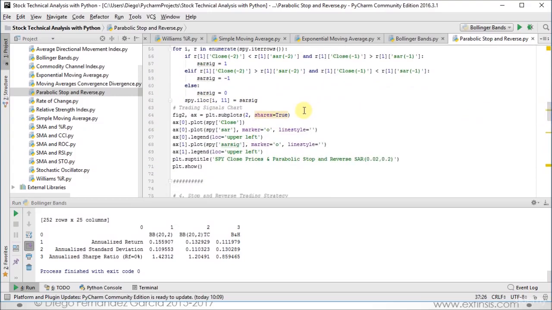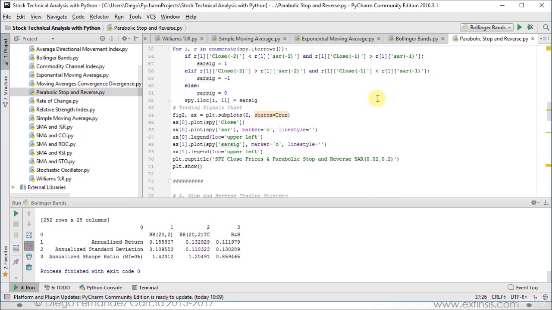Next, we're going to do our corresponding chart, which is a subplot of 2 of them. In the first one at position 0, we're going to chart our close prices with the overlay, which is our parabolic stop and reverse, consisting of marker O or dots with no lines connecting them, and below we are going to chart the corresponding signals, again with the marker O and the corresponding line style. As we can see here, it's blank, so that there's no lines connecting them. In both cases, the legend located at the upper left. Then we have the title of the chart, SPY close prices and parabolic stop and reverse with its characteristics, which is our acceleration factor of 0.02 and a maximum one of 0.2. And we show the chart.